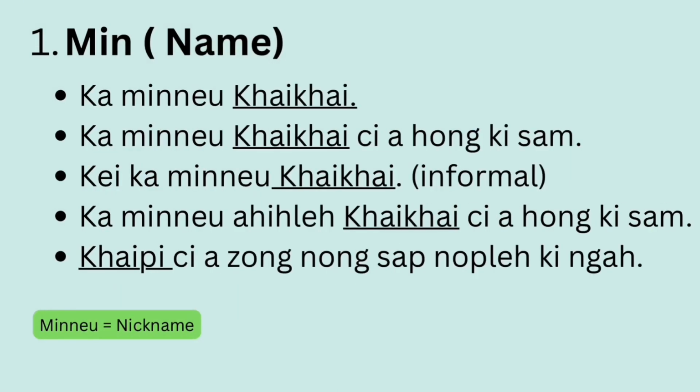So the first sentence for this slide is Kamineo Kai Kai. Okay. So Mineo means nickname. So these are ways to say your nickname. So the first sentence is Kamineo Kai Kai, and the second is Kamineo Kai Kai Jia Hong Kisam, which means people call me Kai Kai, which is my nickname.